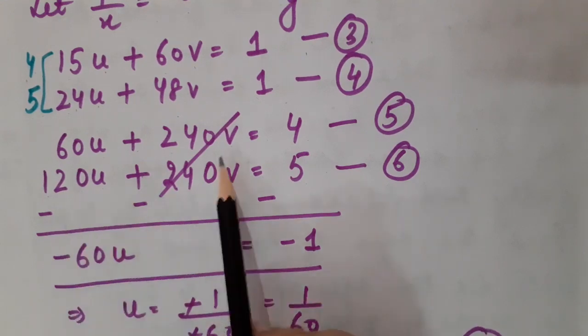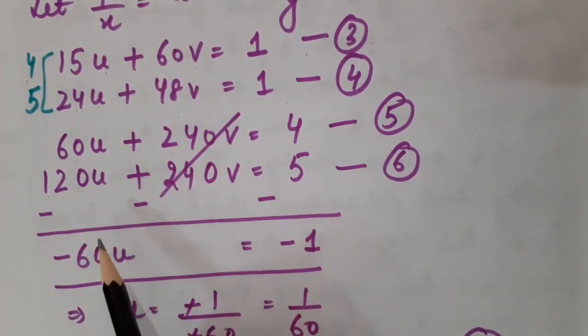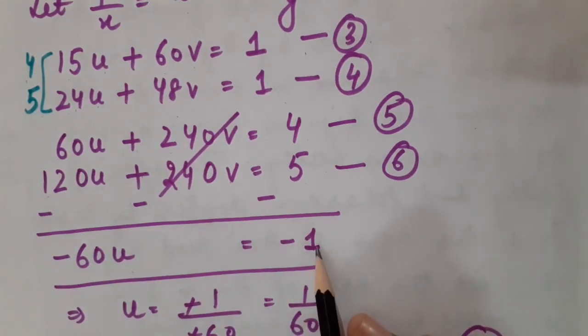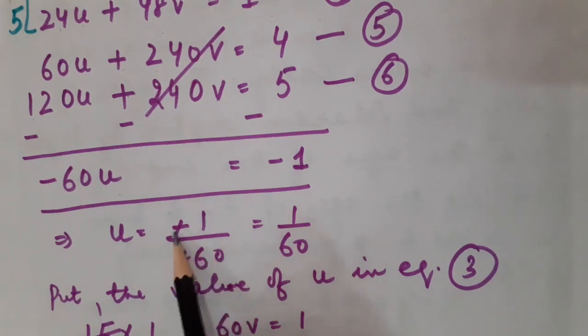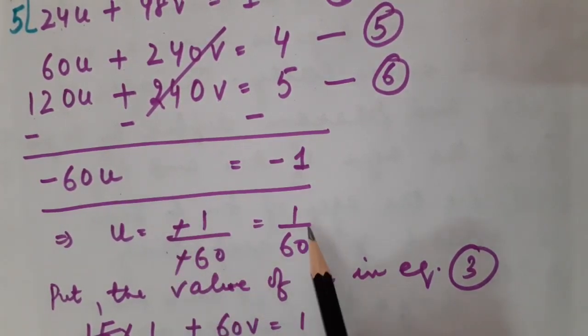Now subtracting, 240v will be cancelled with 240v. So what will you get, children? Minus 60u is equal to minus 1. So u is equal to minus 1 upon minus 60. Both are going to be cancelled. You have got 1 upon 60.